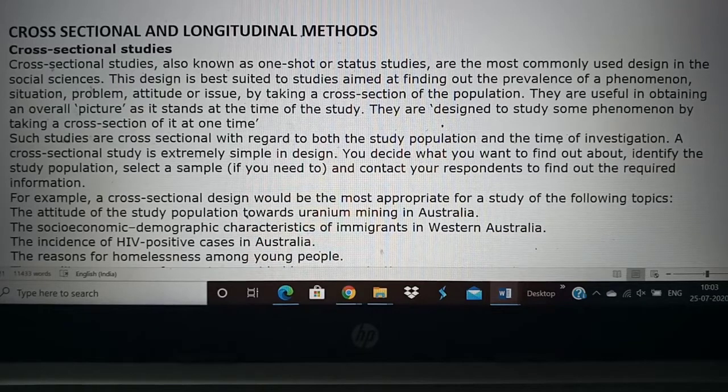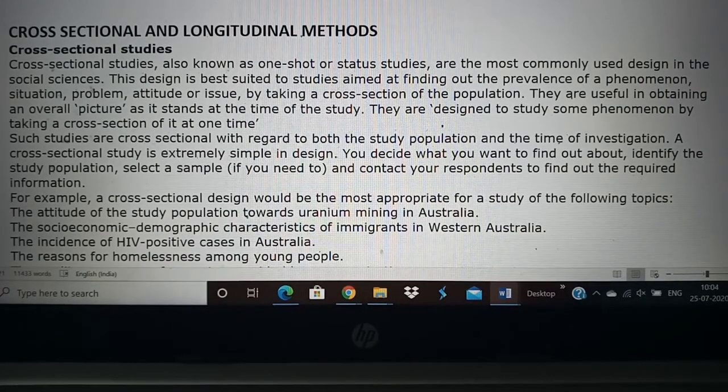We cannot study all the people who have got coronavirus at the same time, so we take a sample of the population. You know about sampling. We take a group of people who represent the whole population and we study them about their problem, about what is happening. This is like studying a cross section of the population, so this is called a cross-sectional study. At one particular time we are studying a cross section of the population.